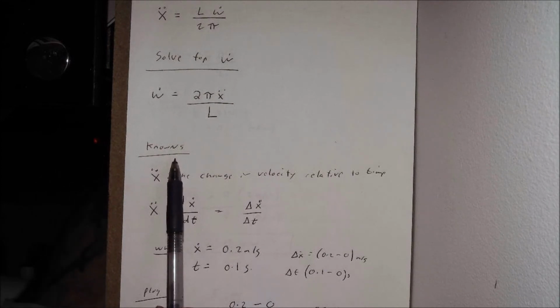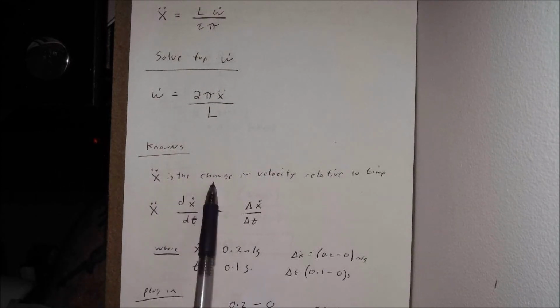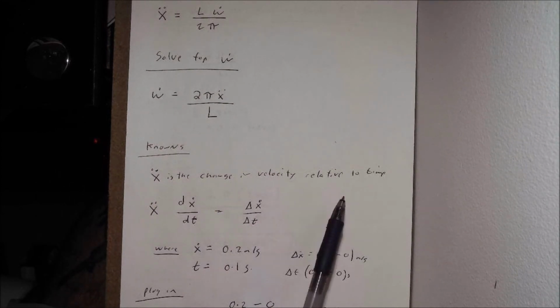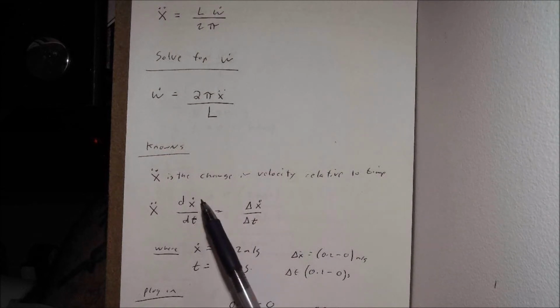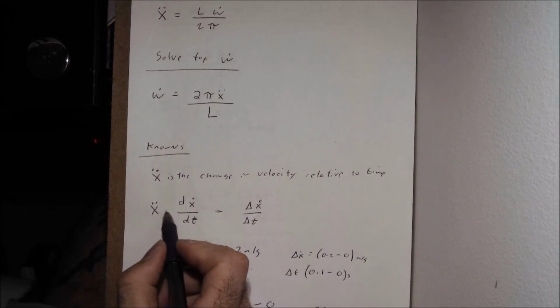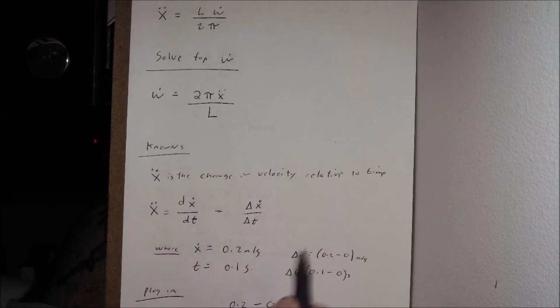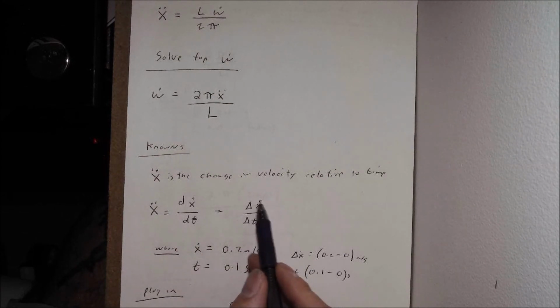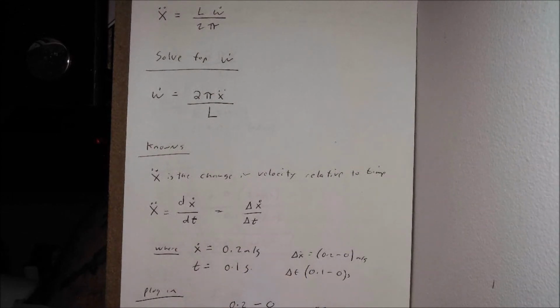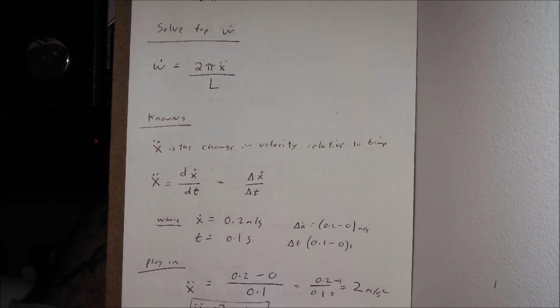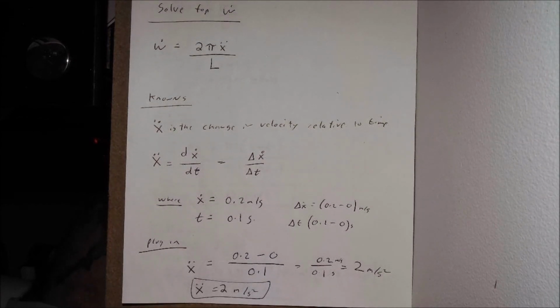So what do we know? Well, x double dot is the change in velocity relative to time. So x double dot is equal to the first time derivative of our x dot, or our change in x dot, or velocity, with respect to time. So what do we know in our problem? We go back to page 1 again. This is why it's great to have that all by itself there.